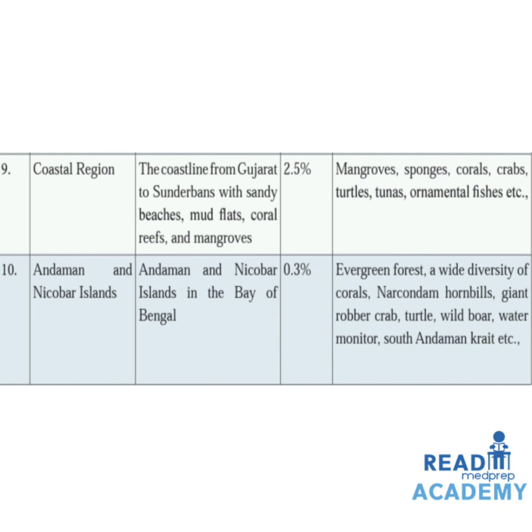Number 10 is the Andaman and the Nicobar Islands. Andaman and Nicobar Islands is present in the Bay of Bengal. It is about 0.3%. The biota includes the evergreen forest, a wide diversity of corals, Narcondam hornbill, giant robber crab, turtle, wild boar, water monitor, South Andaman krait, etc.